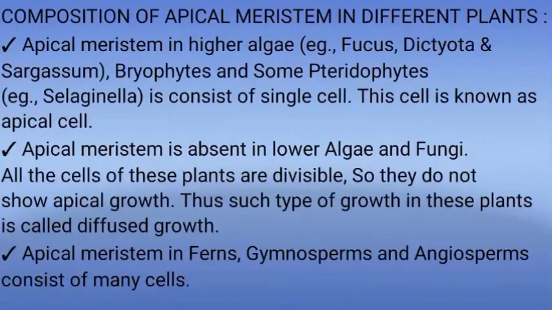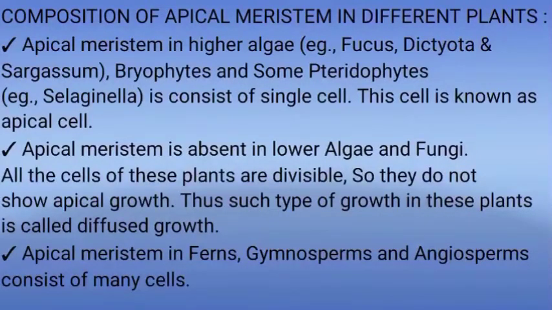Composition of apical meristem in different plants. Apical meristem in higher algae like Fucus, Dictyota and Sargassum, bryophytes and some pteridophytes like Selaginella consists of a single cell. This cell is known as apical cell.